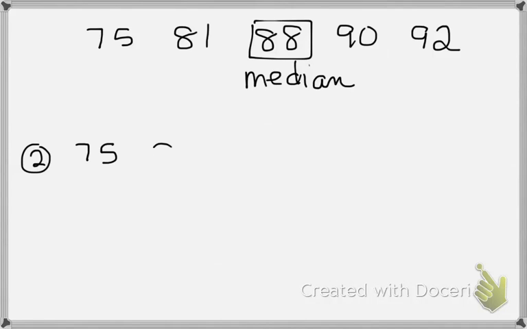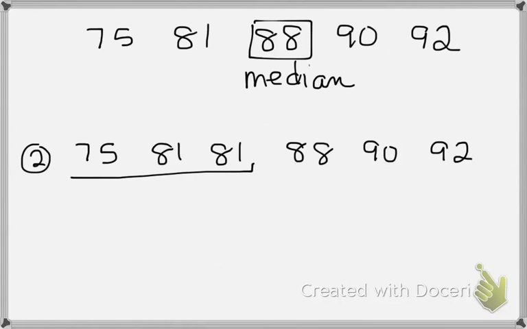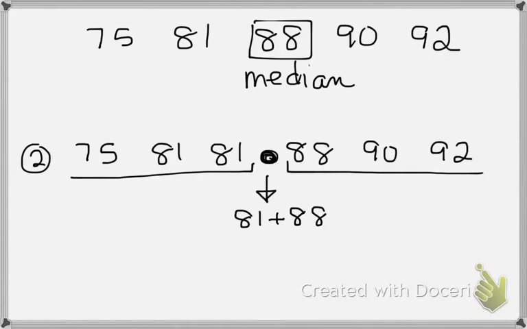All right, 75. Write down 2 number 81s, and then do an 88, and a 90, and a 92. So I have 6 grades here. I have 3 of the lower and 3 of the upper. So this dot I'm making here would represent the median. Well, there is no number right in between 81 and 88, so we're going to have to kind of make it up ourselves using math. And here's what you do. You take the 2 middlemost numbers, which are 81 and 88. So you can't say you have 2 medians, but you kind of have 2 middlemost numbers.